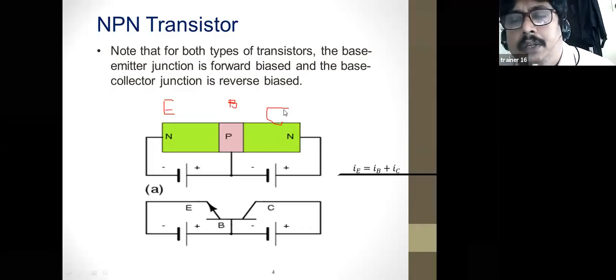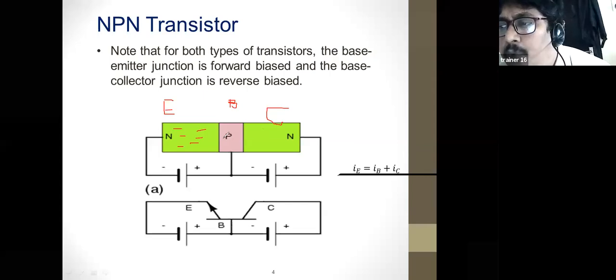The emitter, base, collector. Here N and P are sandwiched, and P and N are sandwiched. This N-type is all electrons, completely electrons, the N-type semiconductor, and P is holes. So this is lightly doped. The P-type is lightly doped with very thin material. From the emitter, the flow of electrons takes place. That is the emitter current.